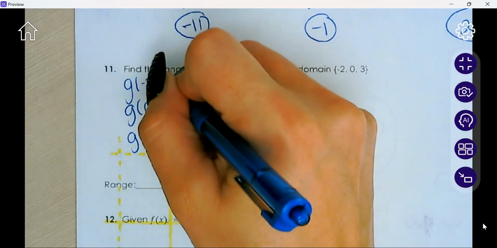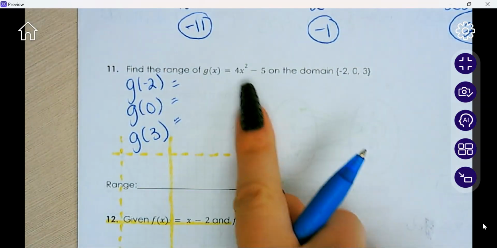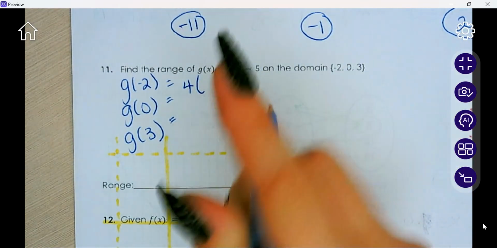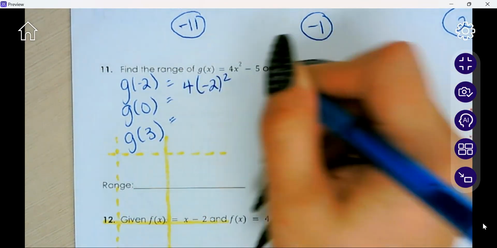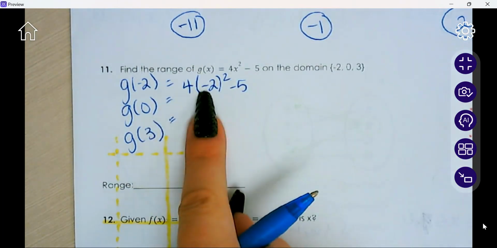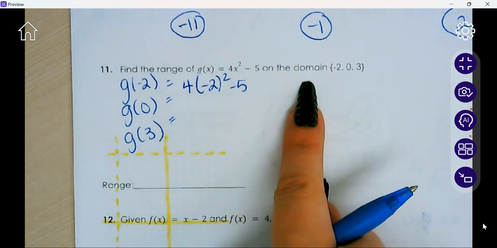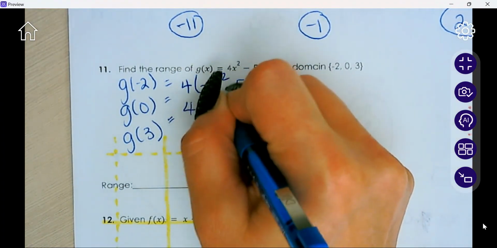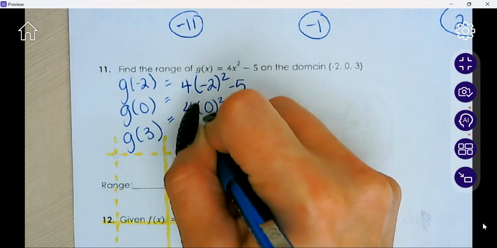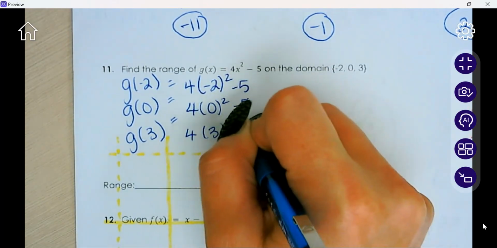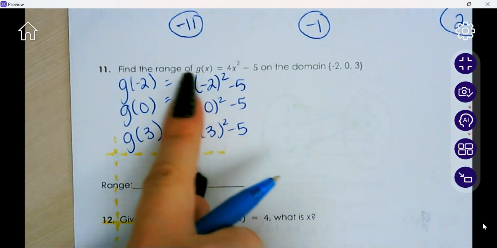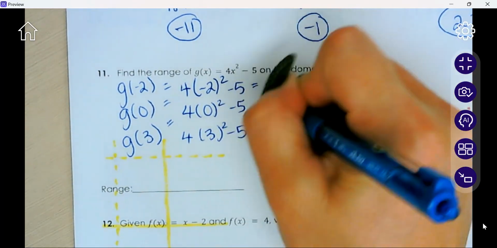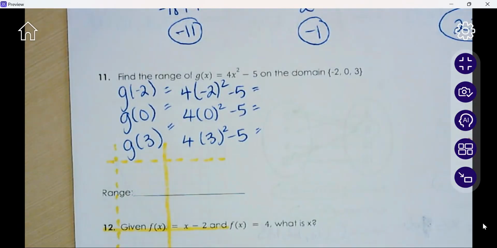Okay, so now I'm going to input all these values. So 4 times -2 squared minus 5. I'm going to do the same with all the x values. I just plug in this x into this equation here. So 4 times 0 squared minus 5, 4 times 3 squared minus 5. Once again, if you hit this point, you could put this in a calculator, let the calculator solve the rest. Good habit to always make sure we understand how to get there though.